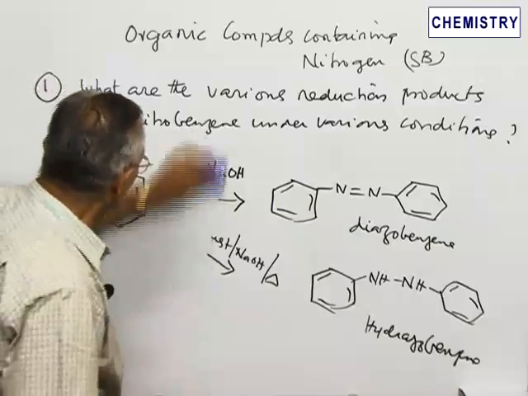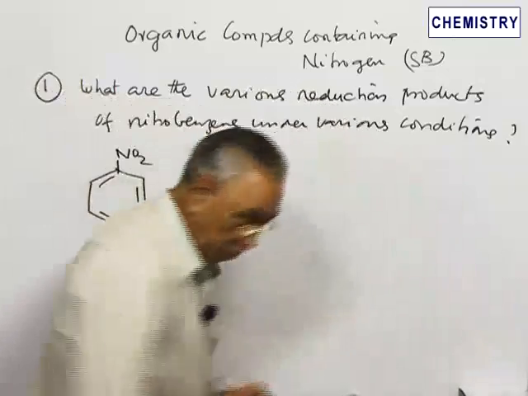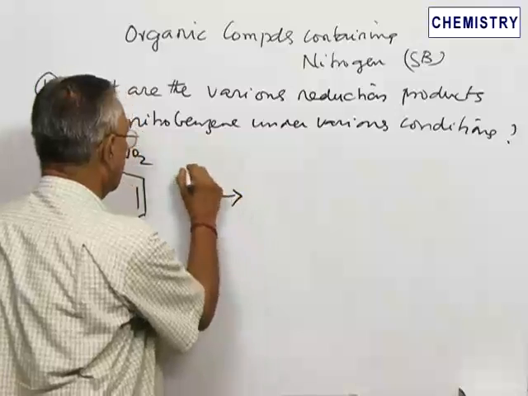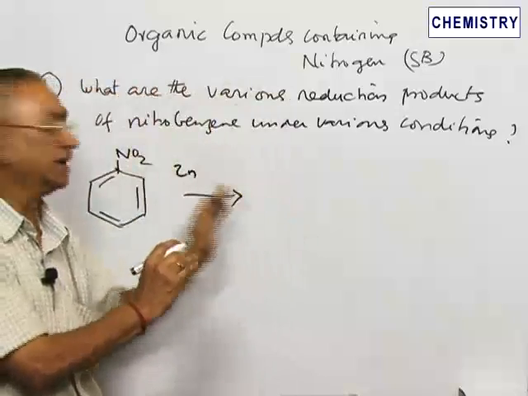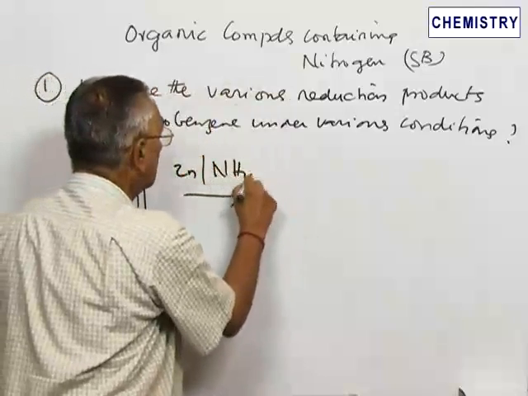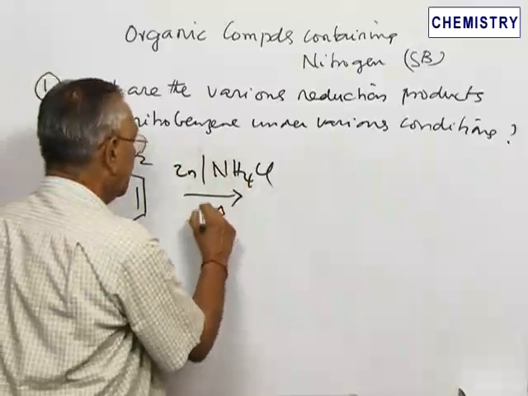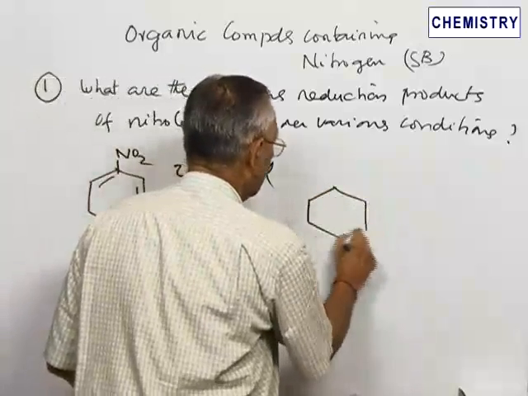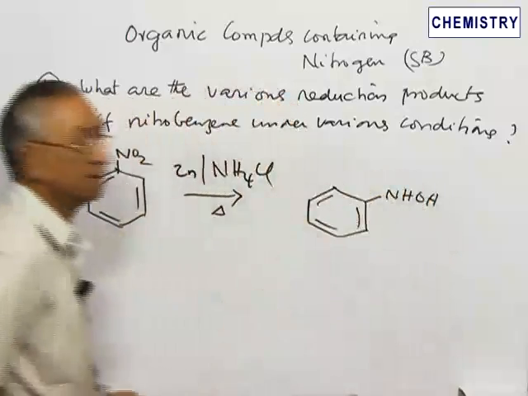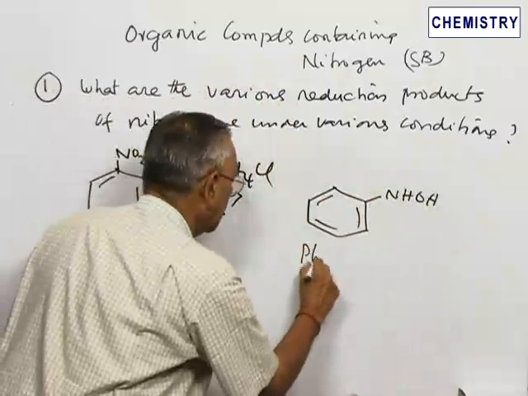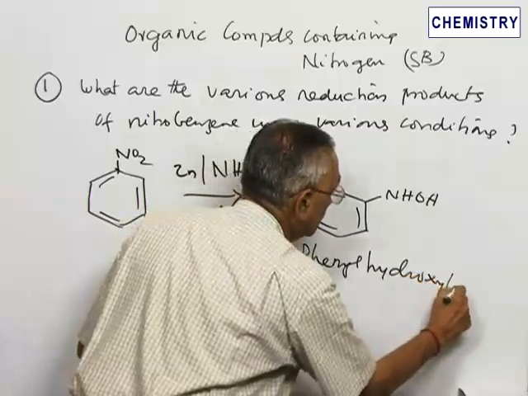It is also possible that the same nitrobenzene, which I have written on the board, is reduced by means of zinc as a reducing agent. In all these cases, zinc happens to be a common metal, one in the presence of acid, the other in the presence of alkali. Now it is present in neutral medium, ammonium chloride. The zinc metal in the presence of ammonium chloride, and on mild heating, will give rise to partial reduction. So the nitrobenzene becomes phenyl hydroxylamine. This is known as phenyl hydroxylamine. This is a phenyl group. This is hydroxylamine. So this is the product that is obtained.